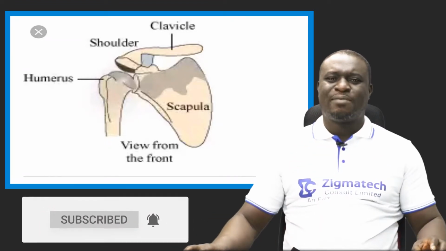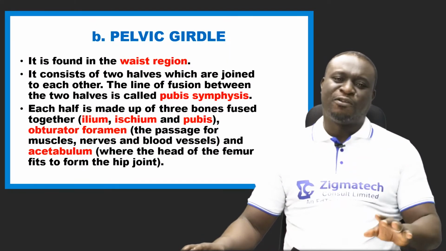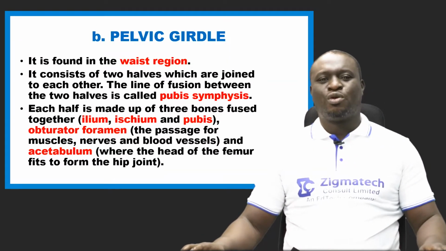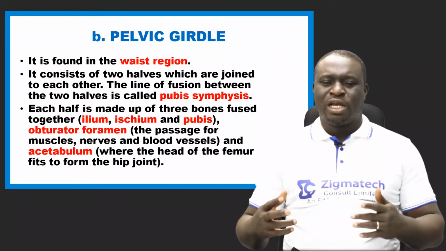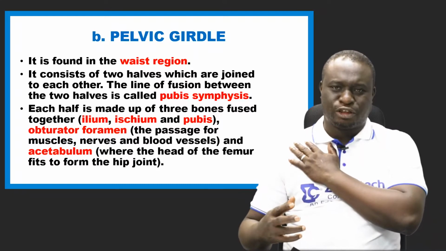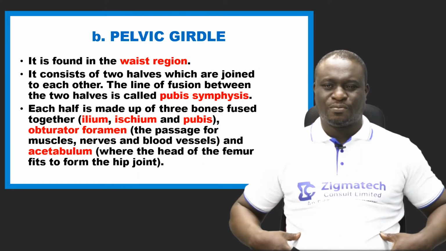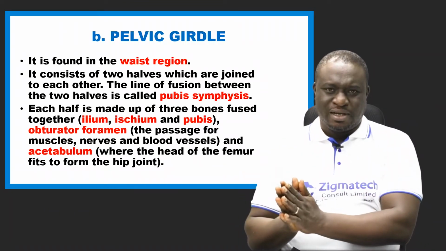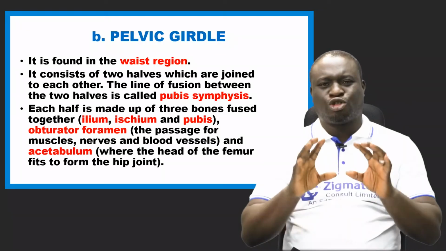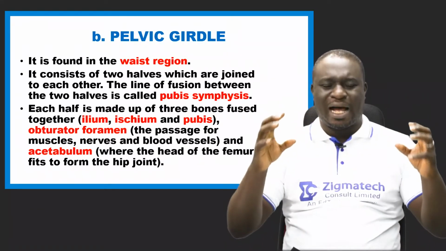Now, the next type of girdle is called the pelvic girdle. The pelvic girdle is located at the waist. Remember, we said that the pectoral is located at the shoulder region, but the pelvic girdle is located at the waist region. Now, if you look at the structure of the pelvic girdle, it consists of two main halves.